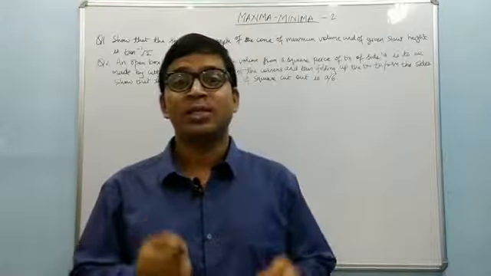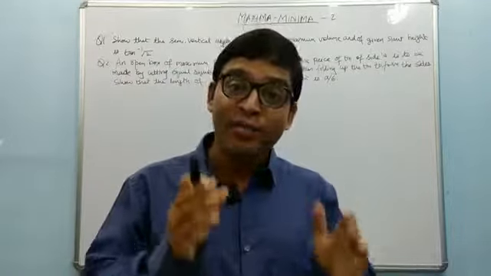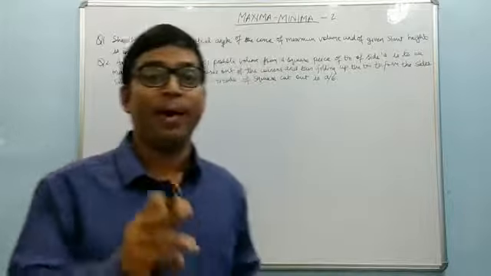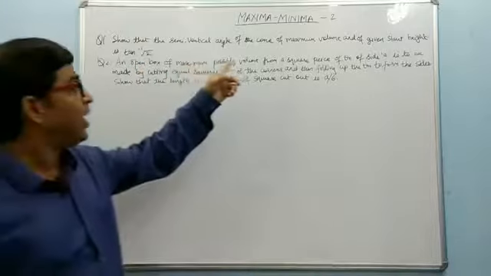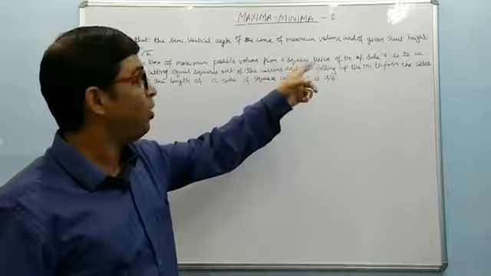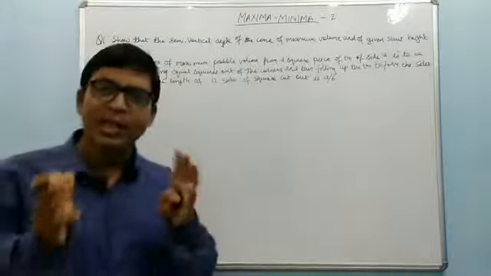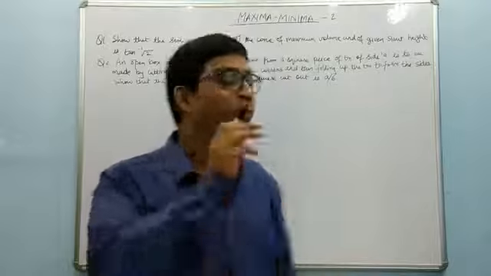Now we will solve certain problems which are very important and which will enhance your complete understanding of maxima and minima. See here, in the first problem: show that the semi-vertical angle of a cone of maximum volume and of given slant height is tan inverse root 2. Firstly, we will draw the figure to see how to interpret the problem.